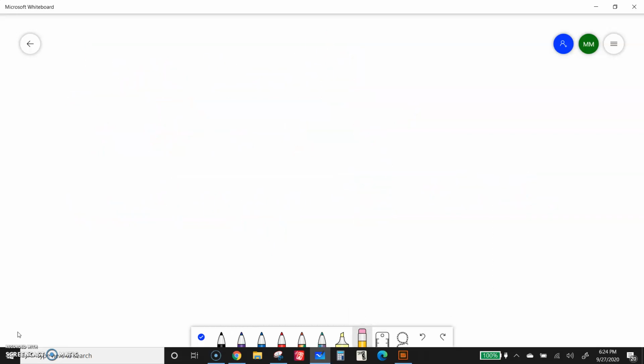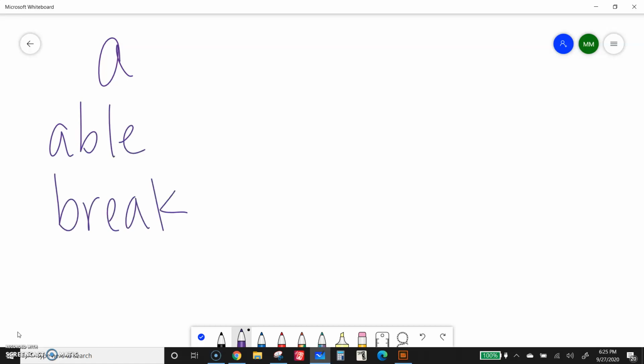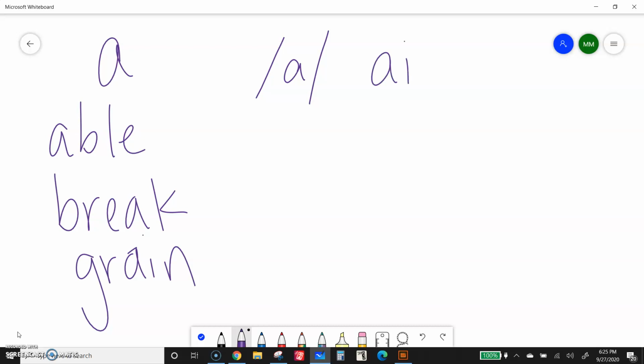So we'll start with A. Now, there's lots of words where it says A, right? Able, break, grain, train, table, say, all sorts of words. You can write them in different ways. So if it's just an A by itself, you'll see it like that. Sometimes it will be an AI. Sometimes it'll be A blank E, as in the case of name.